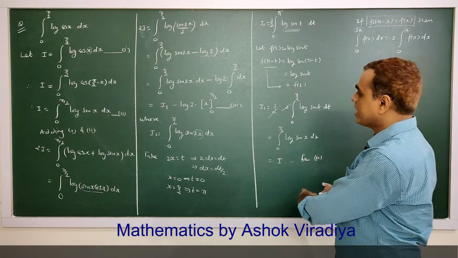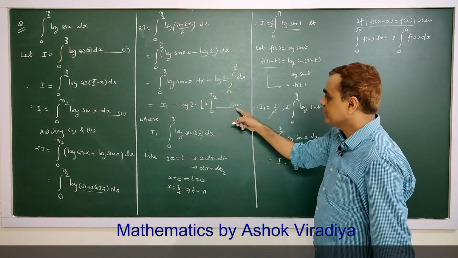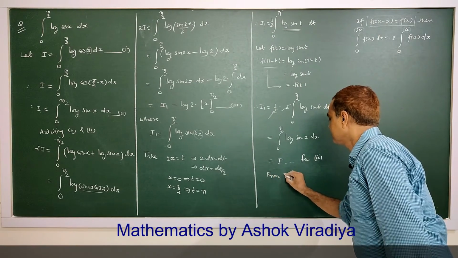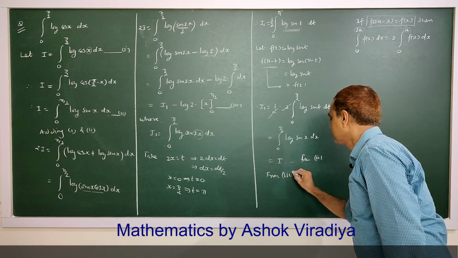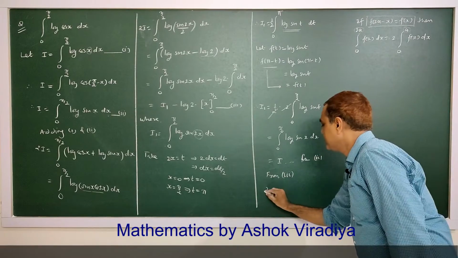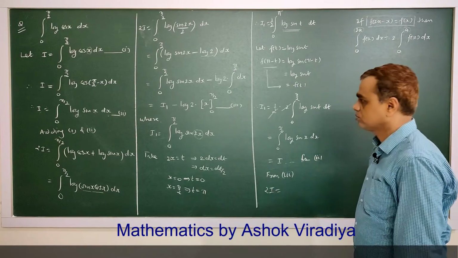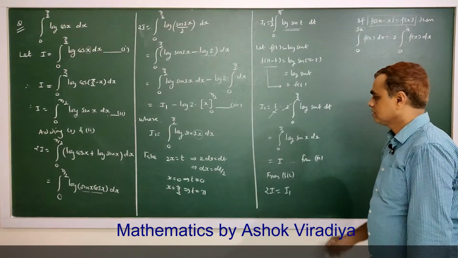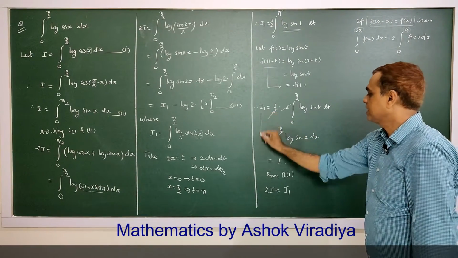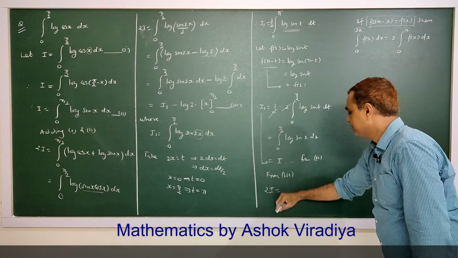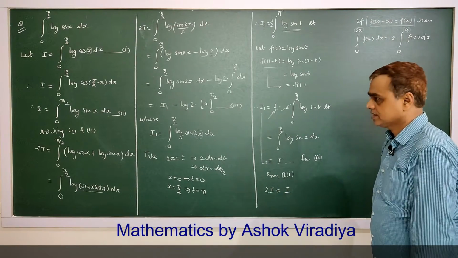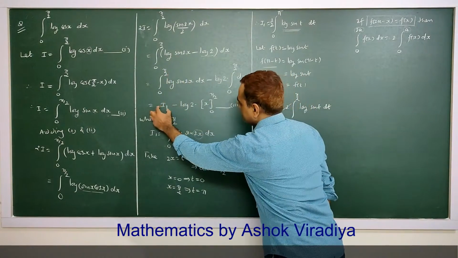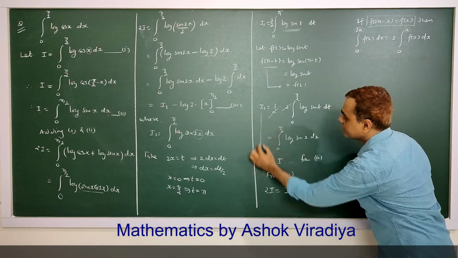So putting this value in 3. So from 3, I is equal to I1. I1 is how much? I1 is I. So I keep here I. 2I is I1. I1 now we have obtained I.